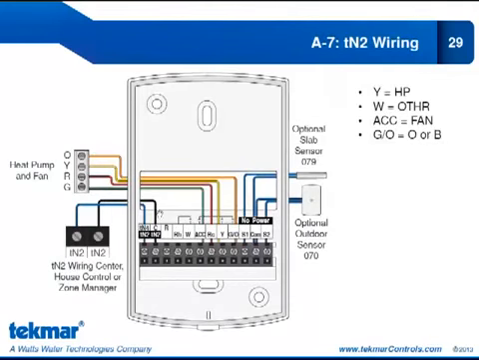The first stage of heat is communicated through the TN2. We have R from the heat pump. That's tied to the accessory relay. Now the accessory relay is controlling the fan, so it's going to the G. The Y for the heat pump and the O for the reversing valve. So our settings in this case, Y is heat pump, W is other because it's a wiring center again, accessory relay is fan, and our GO relay is set to O or B depending on the area you live in.